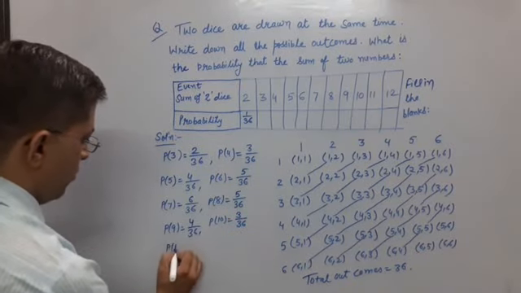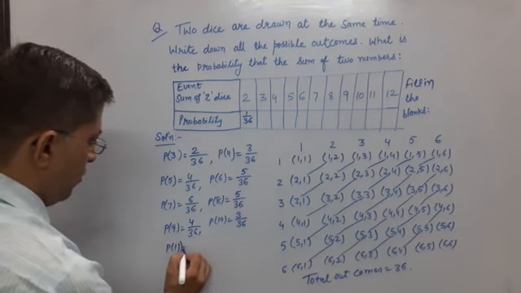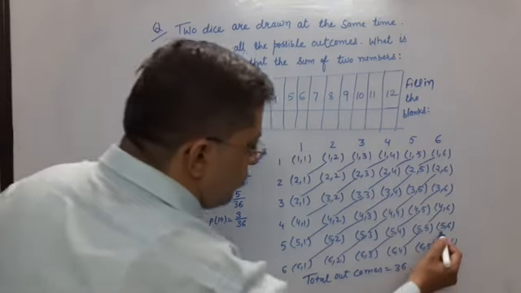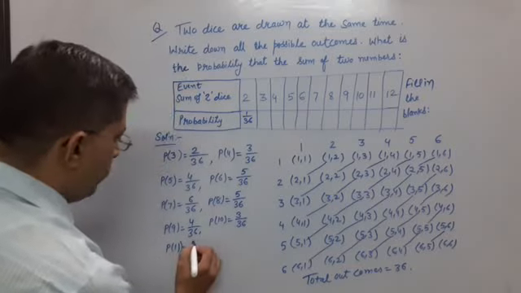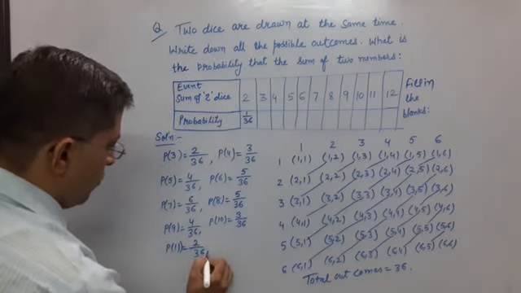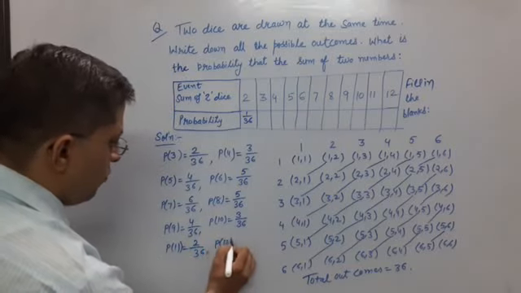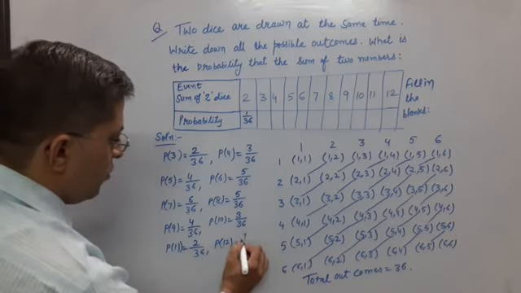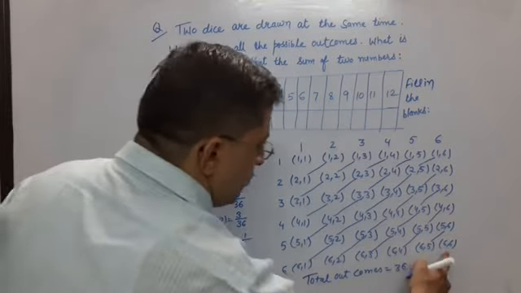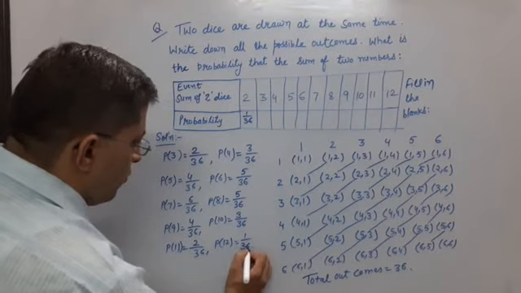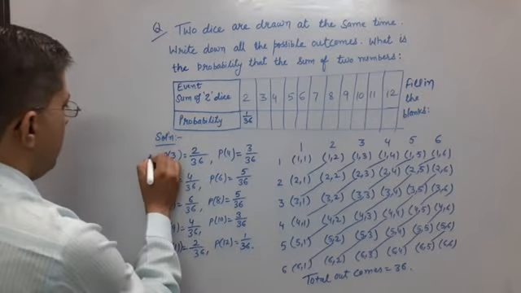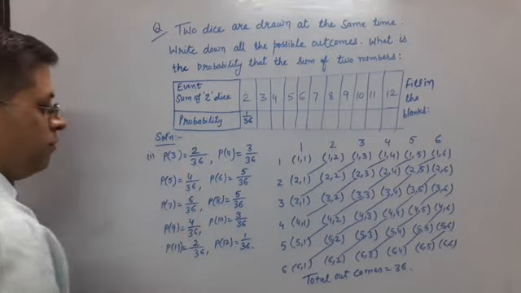Okay. 11. 1 and 1, 2 times. And 12. That is 6 and 6, 1 time only. This is 1 time only. Okay, this is your first part.